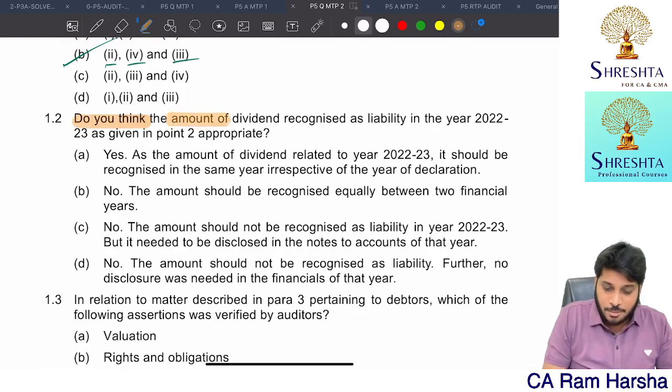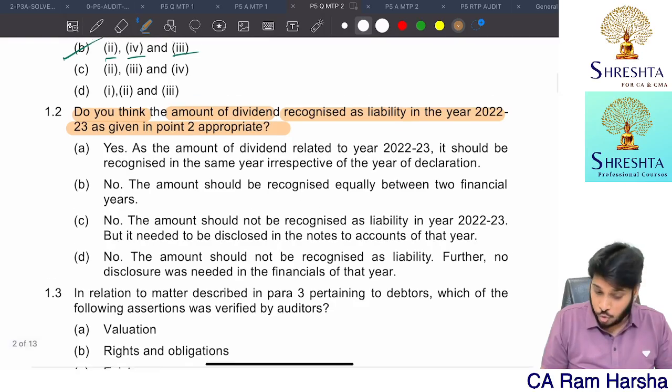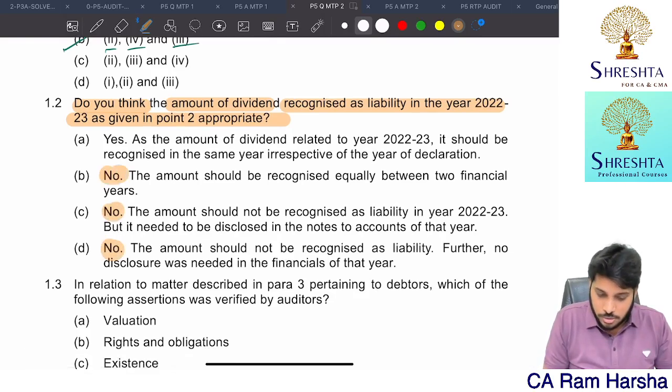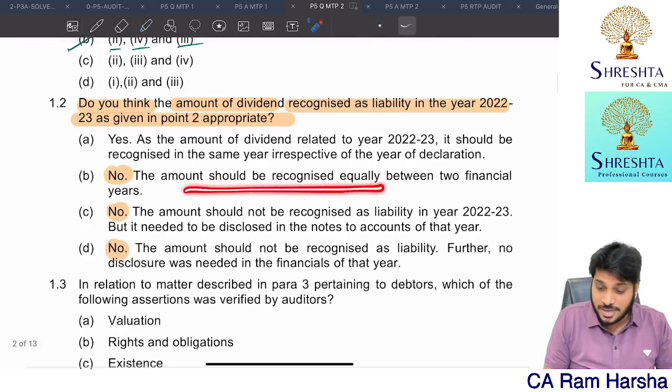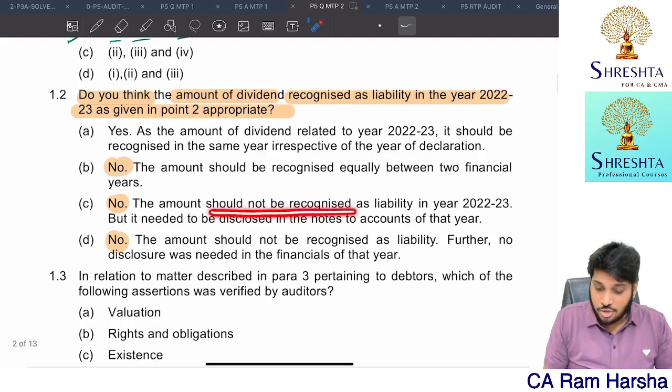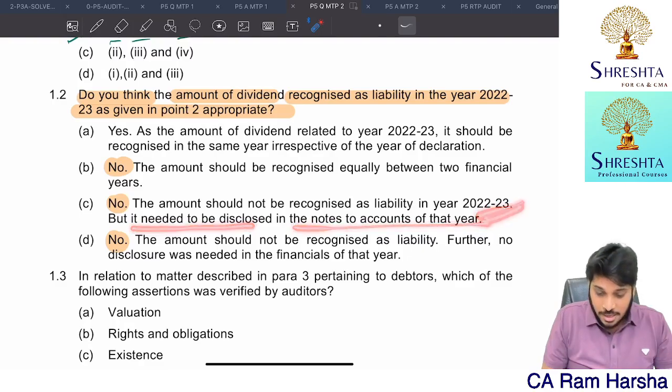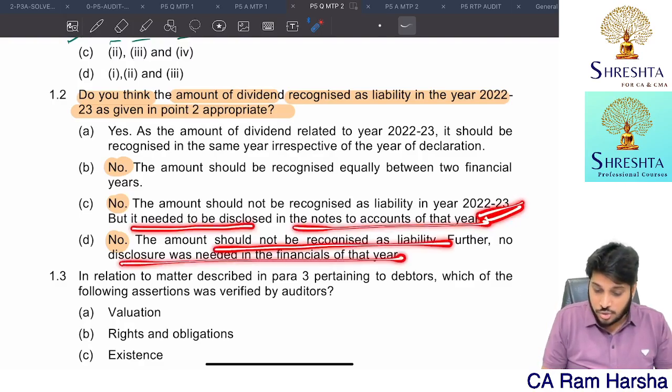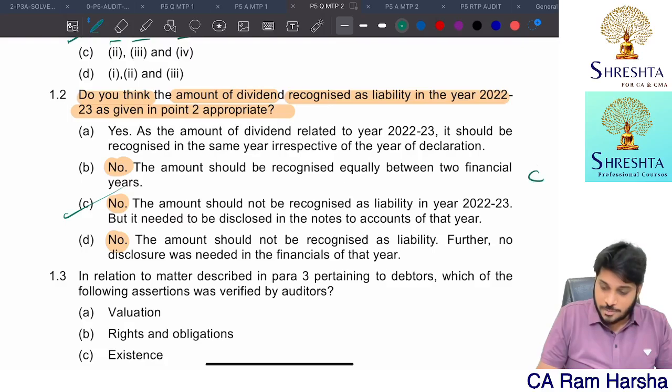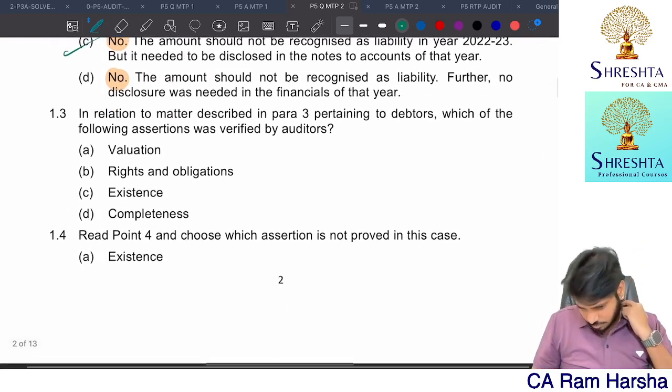Do you think the amount of dividend recognized as liability is appropriate? No. Oh, 3 no's were there. So we need to see. The amount should be recognized equally. No, that's wrong. The amount should not be recognized as liability, but it needs to be disclosed in notes to accounts. That's correct. The amount should not be recognized. Further, no disclosure is required. So the answer is C. It should be disclosed in notes to accounts.